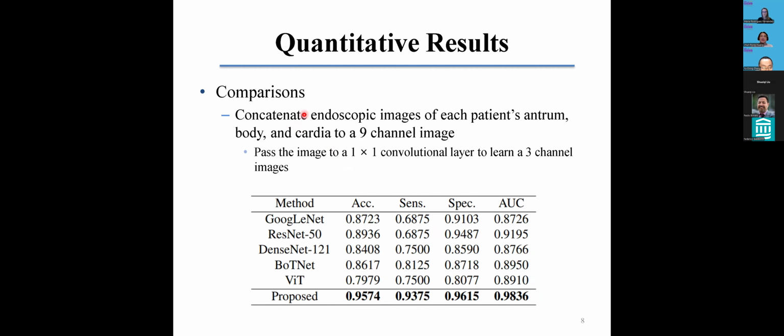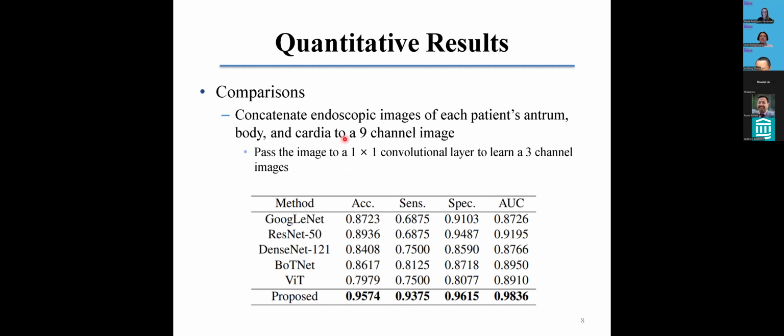And here are the comparisons with the state of the art. Because recently, there are no methods for the CGI diagnosis. For the standard networks, usually we have one image as the input. However, for the CGI diagnosis, we need to have 3 images.